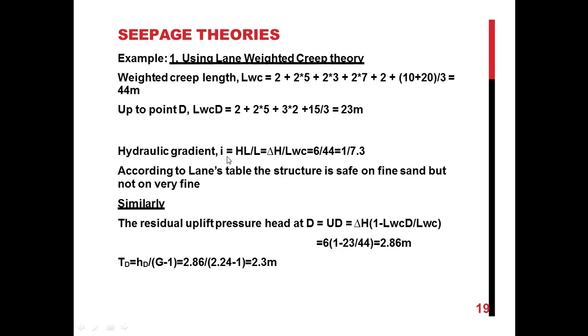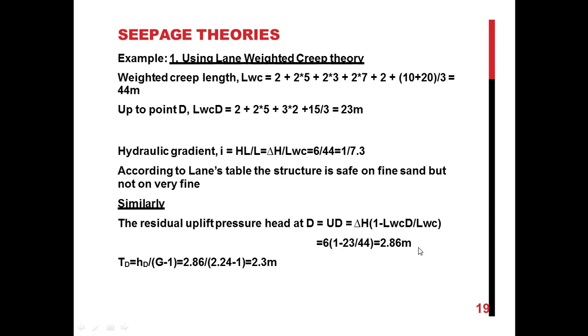Now the hydraulic gradient according to Lane's weighted creep theory is equal to HL over L, which is delta H over the Lane's weighted creep length, equal to 6 divided by 44. So the hydraulic gradient is equal to 1 over 7.3, and according to Lane's table, the structure is safe on fine sand but not on very fine sand. Similarly, the residual uplift pressure head at point D, UD, is equal to delta H times 1 minus LWCD divided by LWC, which is 6 into 1 minus 23 divided by 44, equal to 2.86. So this is the total residual uplift head at point D.